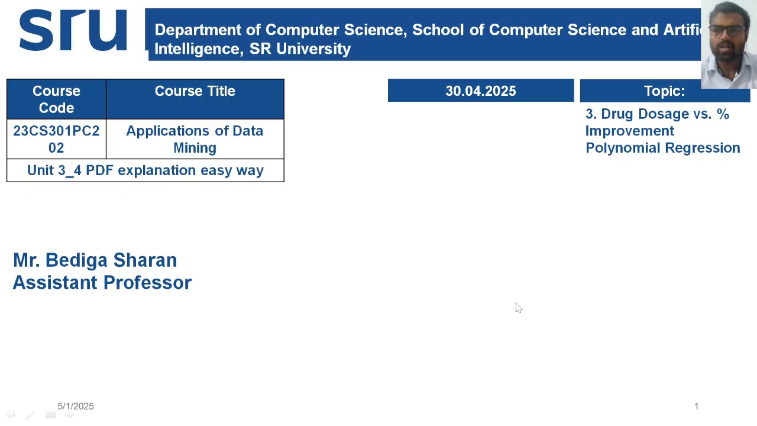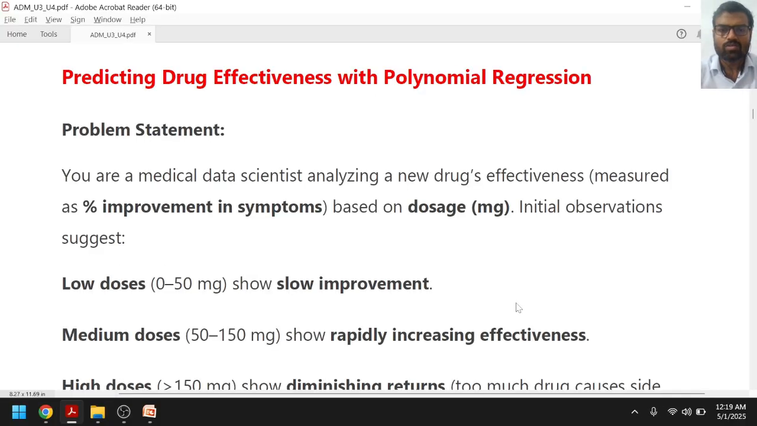So what is the drug dosage, and how is that going to improve the percentage improvement? How much drug you are using, and then how the health is improving based on that. We're going to predict the value using polynomial regression.